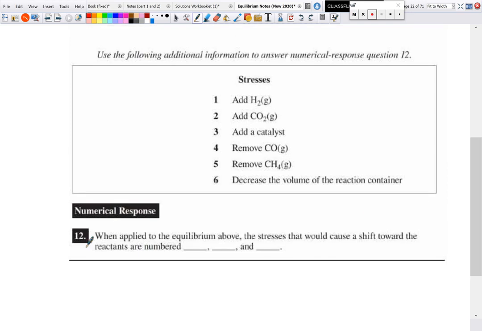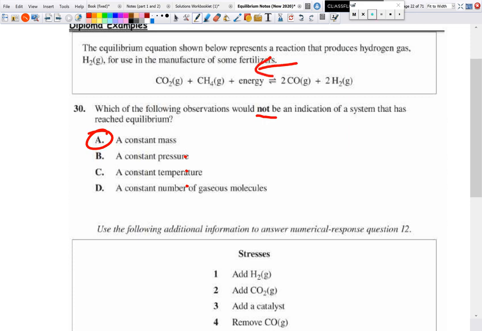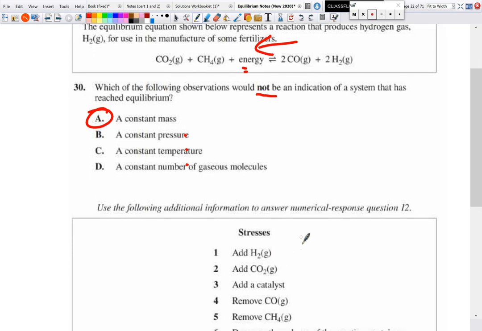For 12, when applied to the equilibrium above, stresses that will cause a shift towards the reactants are numbered. So of course we're still talking about this one right here. A shift towards reactants is this way, right? So our energy unit here, but anyway, you have to go through. If we add H2, this is definitely 1, because if we add H2, it shifts in the opposite direction. Add CO2? Nope, because if we add CO2 here, the shift is going to be towards the products. So it is definitely not that one.